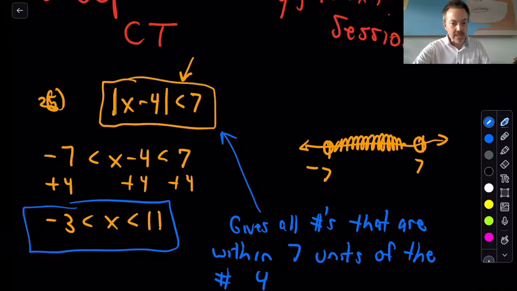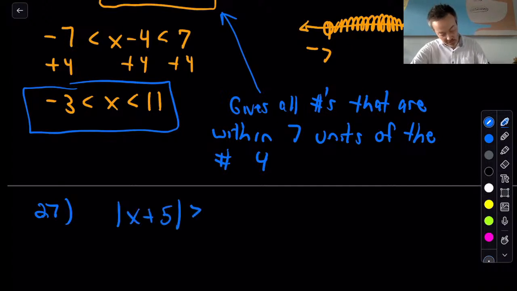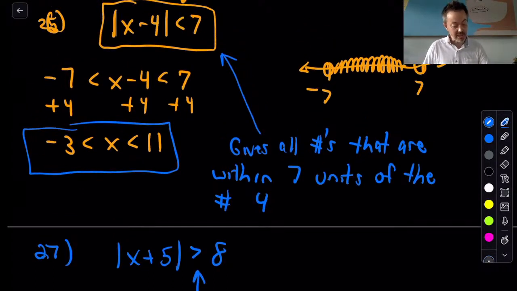Okay, so let's go on to the next one, which is 27. Please stop me if you have questions. The absolute value of x plus 5 greater than 8. Notice again, we've got a different type of inequality in this case. Before we had less than, now we've got greater than. We have to be careful about the way we go about setting this up. We can't just mindlessly create some inequalities. In this case, I'm thinking about the absolute value of what numbers is going to be something larger than 8.